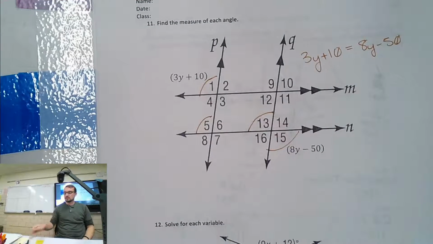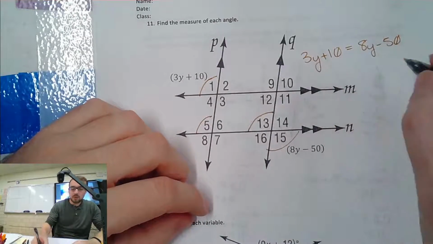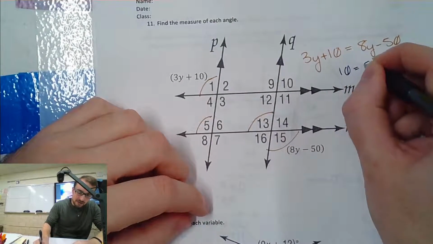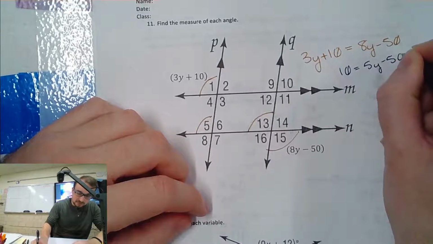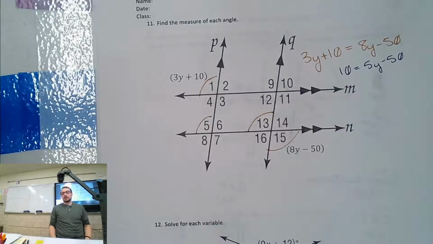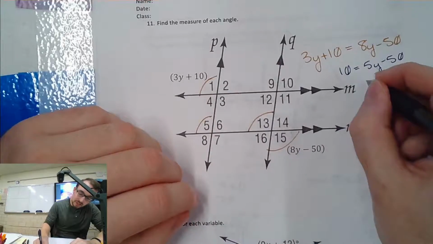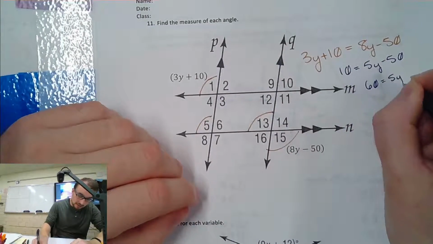Okay. So now let's do math. Terrible idea in real life, great idea in math. What are we going to do? Get x's together. In this case, y's, right? So I'm going to subtract the 3y and move it over. And I'm going to get 5y on this side minus 50. Okay, now all our y's are together. So let's get our regular numbers together. I'm going to add the 50 over. I'm going to get 60 equals 5y.